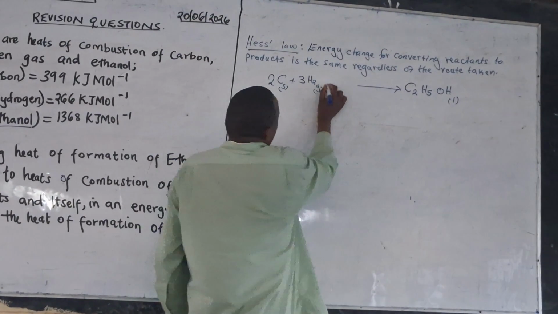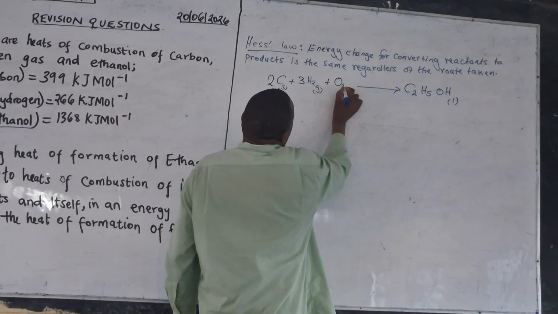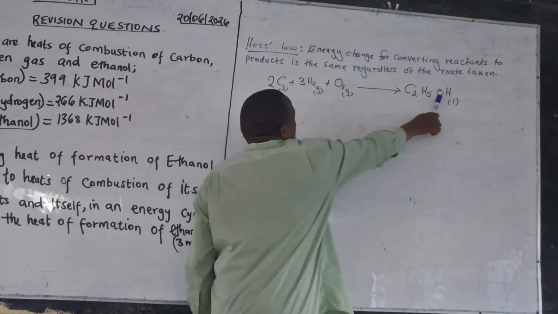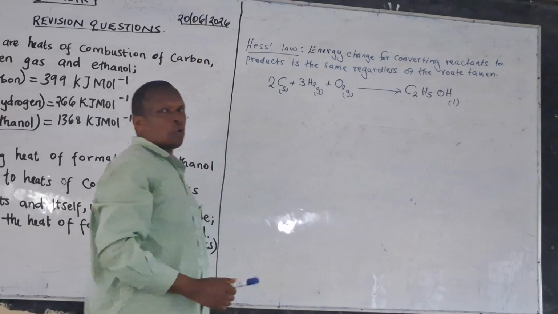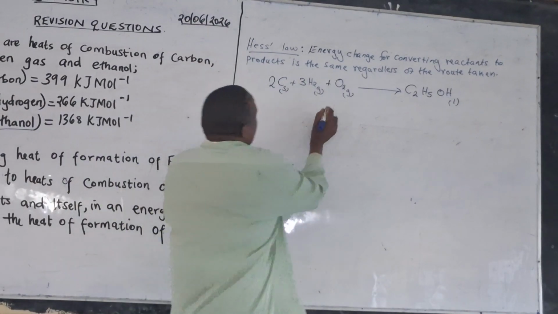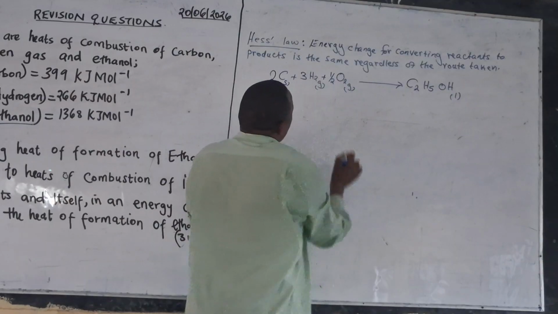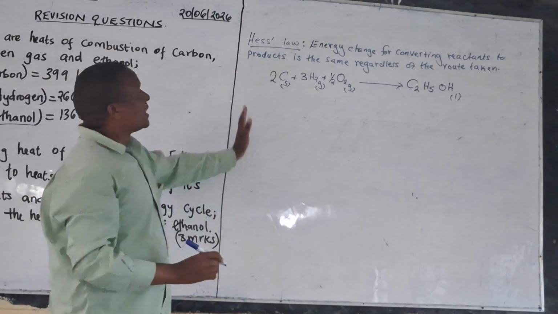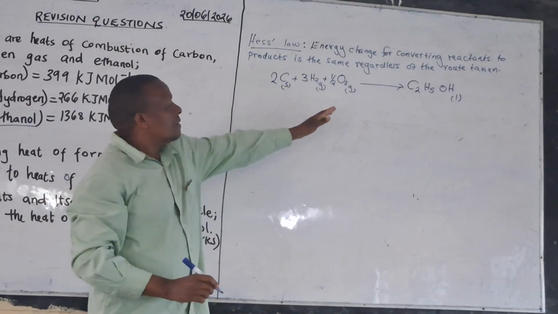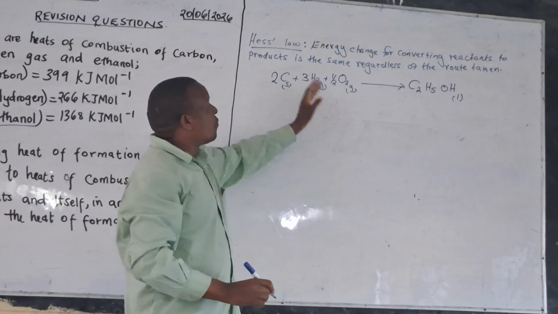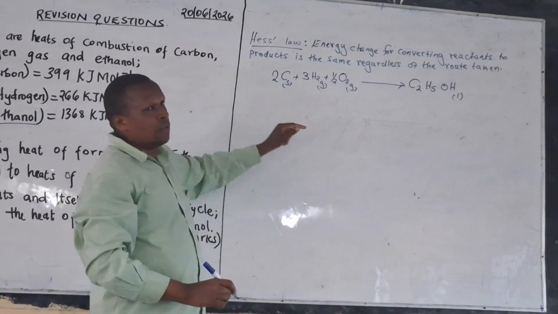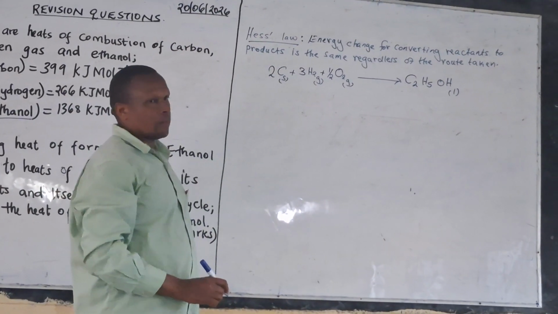Plus now, oxygen. Oxygen is a gas. How many atoms of oxygen do we see there? It's only 1. So here we are adding a half a molecule of oxygen. So that is the equation for formation of ethanol directly from the constituent elements.